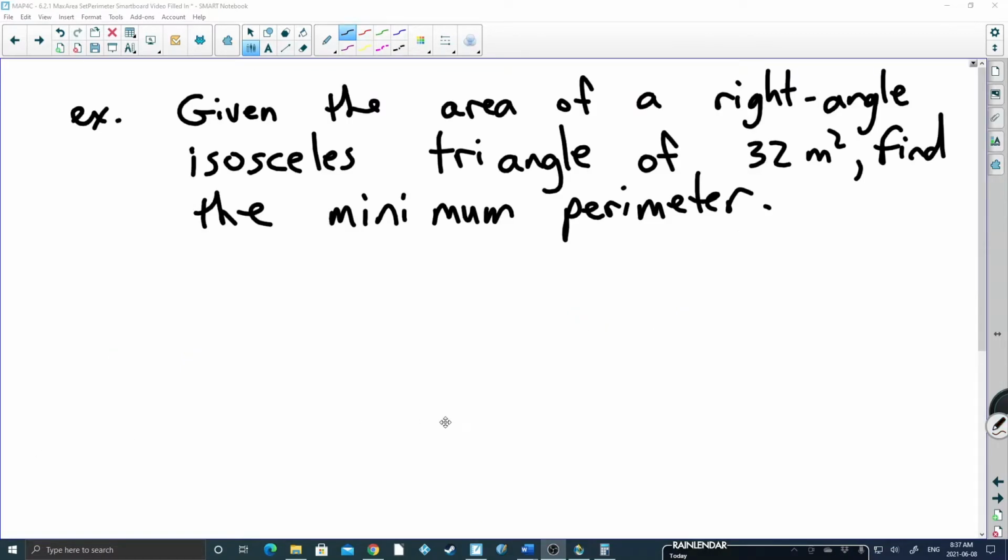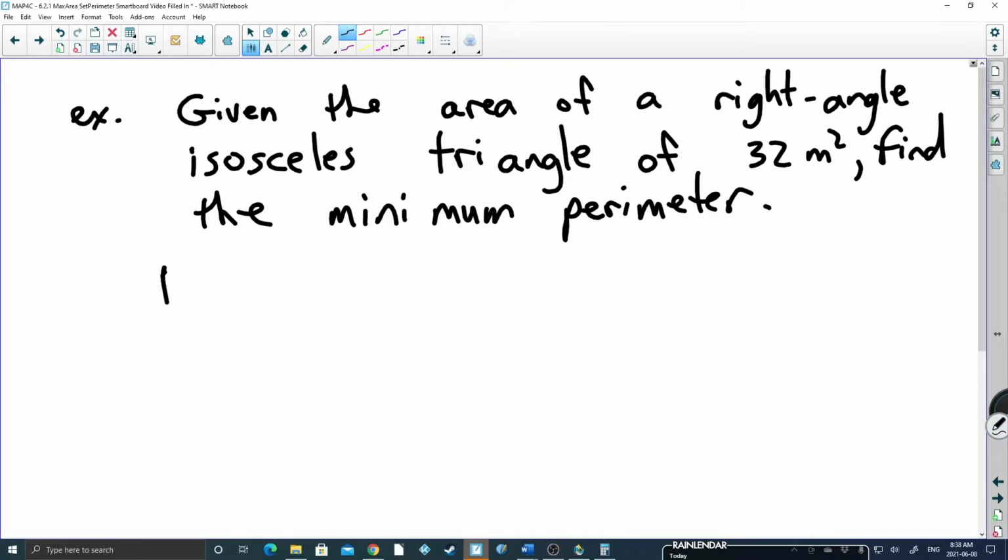So here's an example of that. Let's say you were given the area of a right angle isosceles triangle that is 32 square meters, and it says find the minimum perimeter. So the fact that this is an isosceles triangle, we already know that it's optimized, but they specifically said find the minimum perimeter, which also means we need to use those two new formulas.